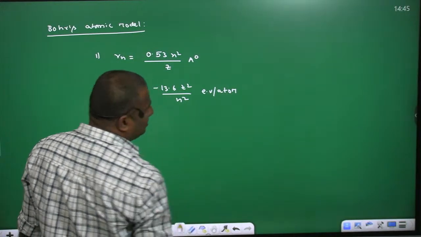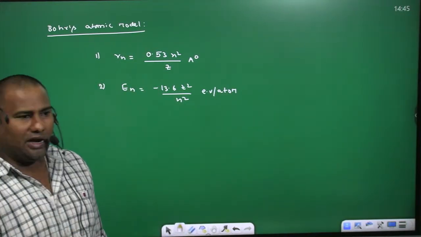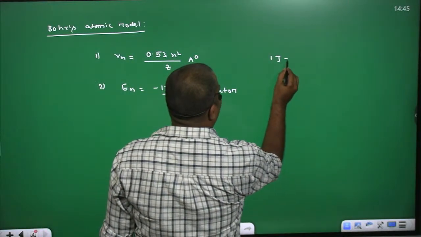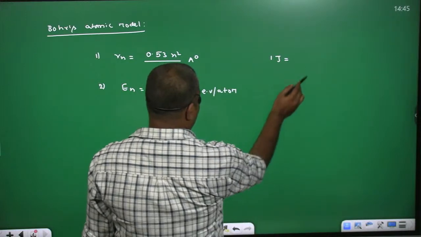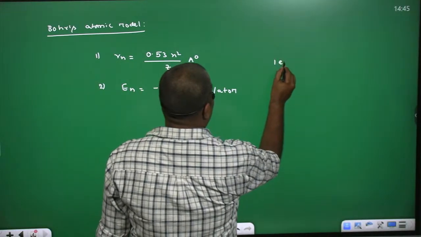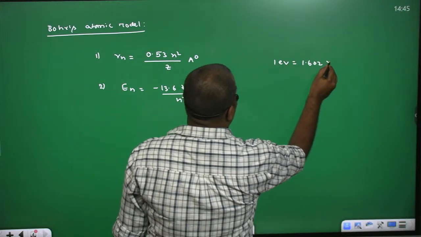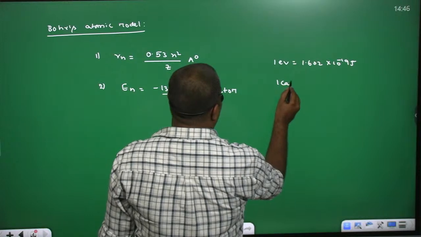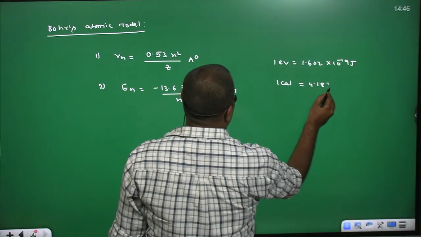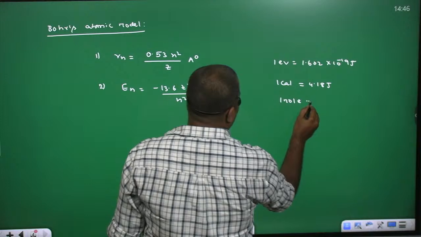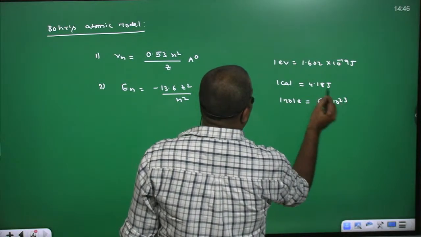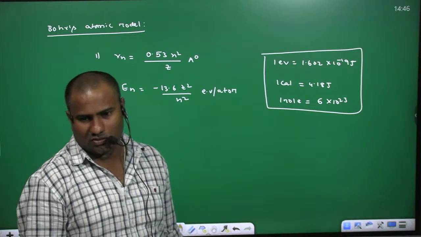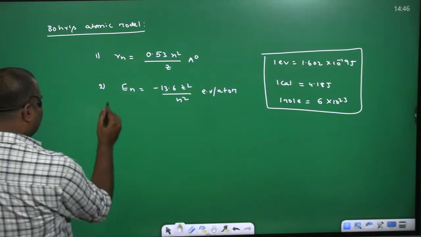If you need to convert electron volts into joules, the relation is 1 electron volt equal to 1.602 into 10 power minus 19 joules, and 1 calorie equal to 4.18 joules. If you need to convert into 1 mole, 1 mole equal to 6 into 10 power 23. These are interconversions if you need to convert the energy into different forms. Then the next one, the third one.